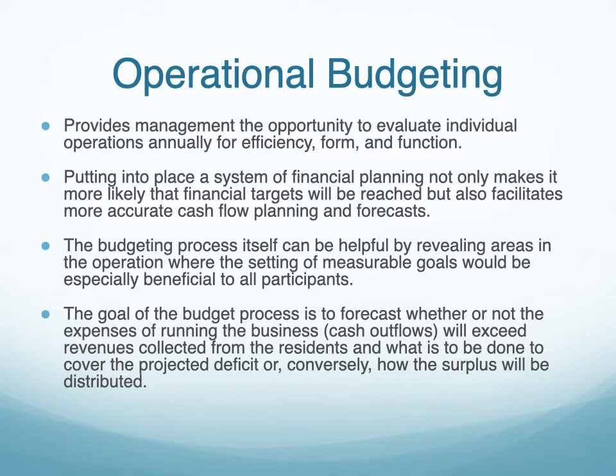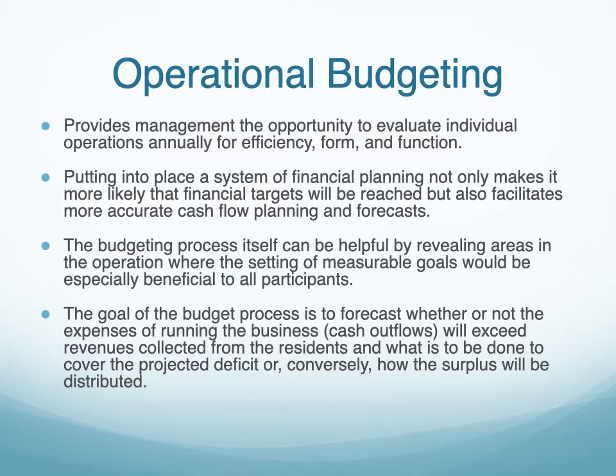Operational budgeting. The annual budget process is one of those exercises almost universally dreaded by middle management. It does, however, provide management and ownership the opportunity to evaluate individual operations annually for efficiency, form, and function. Systematic financial planning not only makes financial targets more attainable, but also facilitates accurate cash flow planning and forecasts. Accurate financial forecasts may enable owners to acquire financing at lower rates or distribute greater returns to investors.